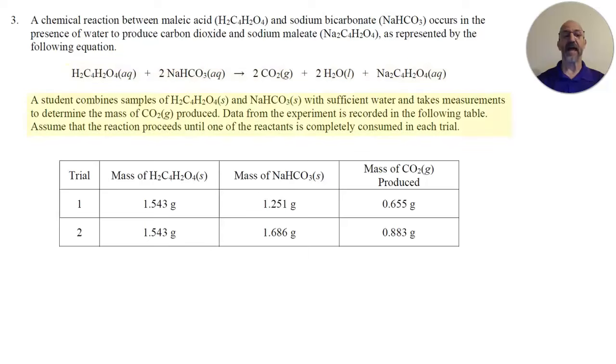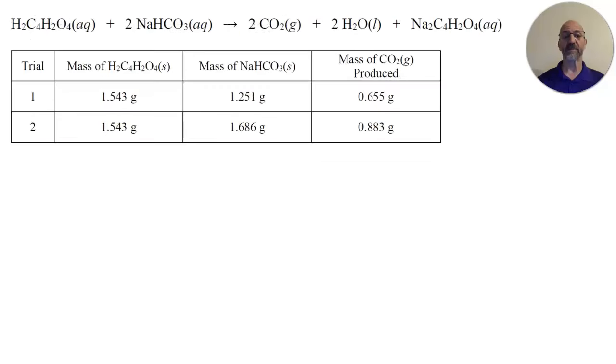It says, a student combines samples of maleic acid and sodium bicarbonate with sufficient water and takes measurements to determine the mass of carbon dioxide gas produced. Data from the experiment is recorded in the following table. Assume that the reaction proceeds until one of the reactants is completely consumed in each trial. Now, we have 2 trials, but I'm going to focus my attention on trial 1.